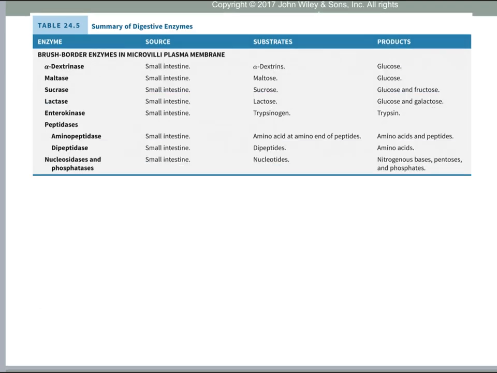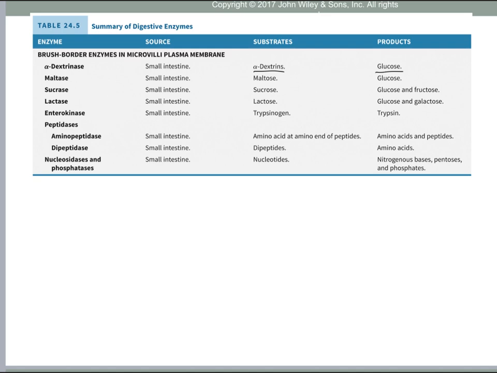Now to finish table 24.5, we're going to look at the enzymes that are secreted from the brush border in the microvilli in that plasma membrane. We start with alpha dextrinase. So again, the source is going to be the small intestine, specifically those microvilli. We're going to attack our alpha dextrins, and the byproduct is a simple sugar, a monosaccharide.